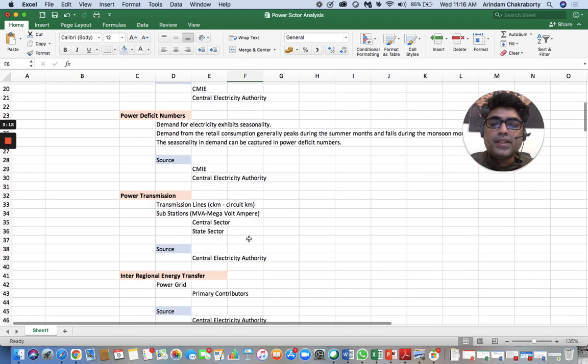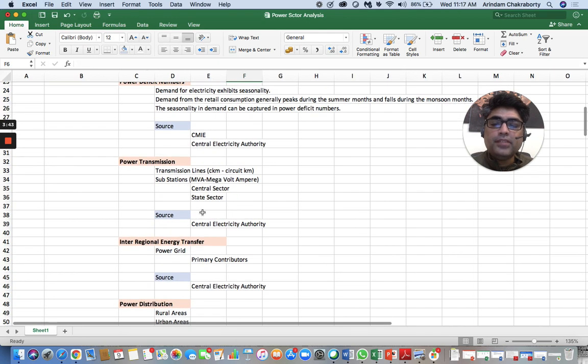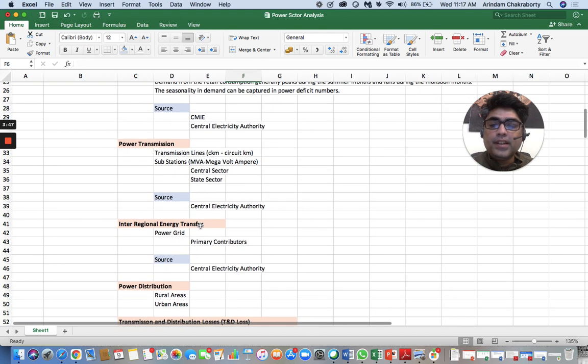Then we need to understand how the power transmission activity is working. So how many substations are there, of what megavolt ampere, from the central sector or the state sector, and transmission lines, how extensively the transmission lines have been laid out, right? That is something we also need to understand, and again for that you have to source it from the Central Electricity Authority website.